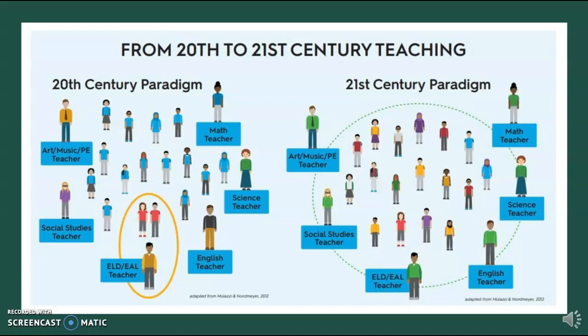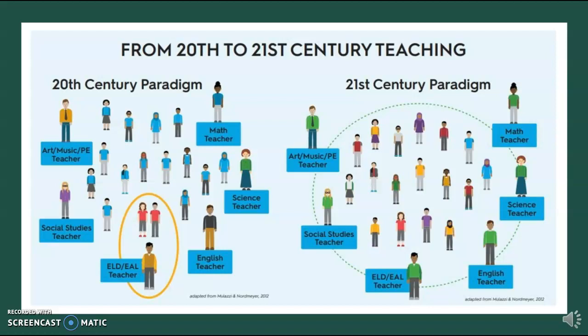the 20th century paradigm. However, in the 21st century paradigm on the right, you see a variety of students represented. All are included in the circle and viewed as having individual needs. Perhaps you wondered about the small, isolated orange oval in the 20th century paradigm compared to the large, inclusive blue circle in the 21st century paradigm.